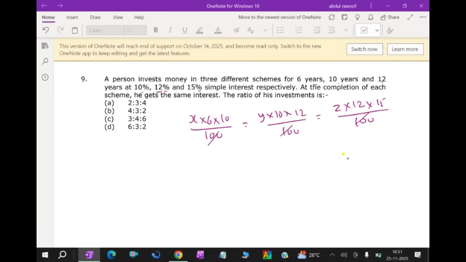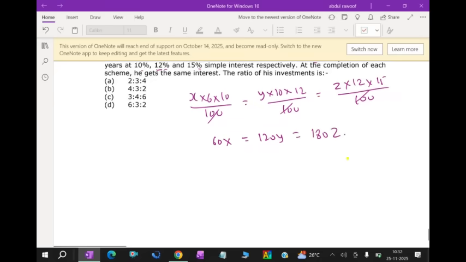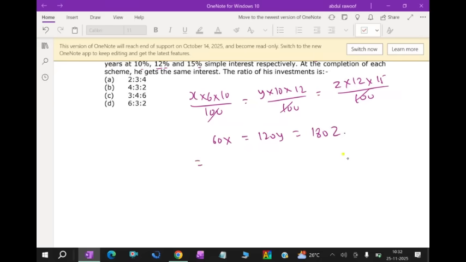So cut this one. Therefore 60x equals 120y equals, for 12 into 15, 2 into 15 is 30, 180z. Dividing all by the same number, 60, x equals 2y equals 3z.